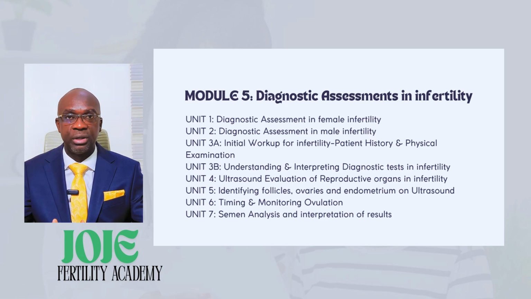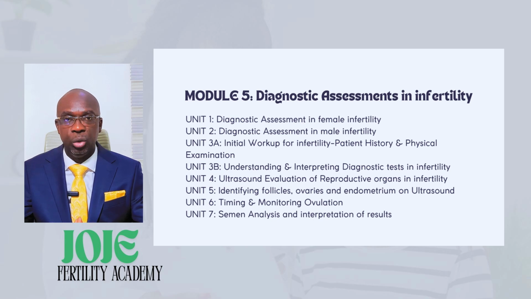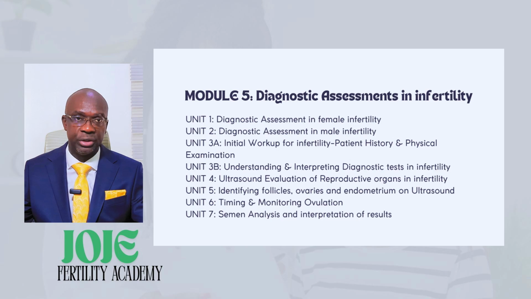We'll look at ultrasound evaluation of reproductive organs, and then more specifically at identifying follicles, ovaries, and the endometrium on ultrasound. And then we'll look at the timing and the monitoring of ovulation. And lastly, we'll look at semen analysis and the interpretation of results. And so that would conclude module 5, and these 5 modules form the basic fertility training program for nurses.